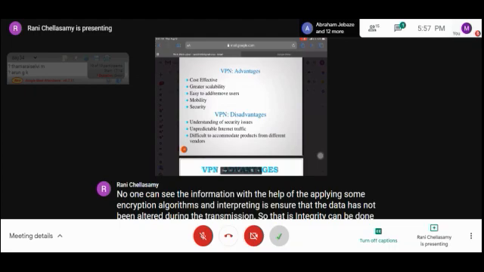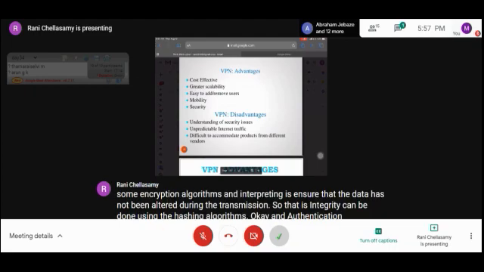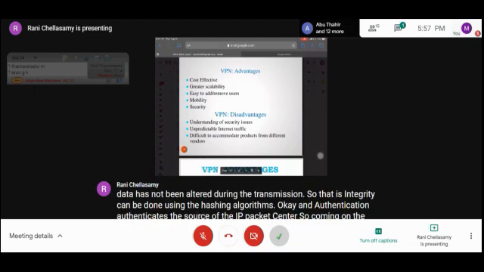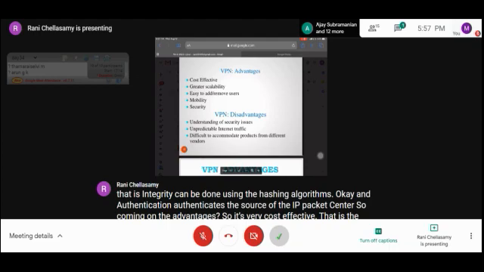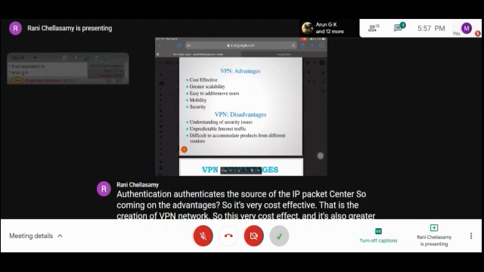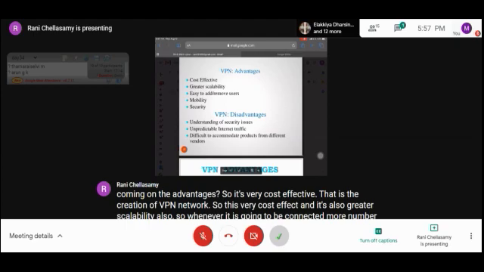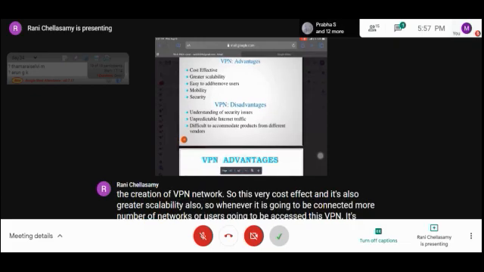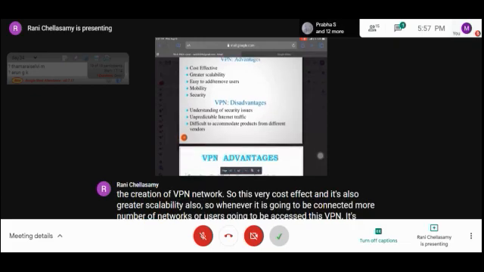So it's very cost effective. That is the creation of VPN network. It also has greater scalability. Whenever more networks or users are connected, more can access this VPN. Its scalability is encouraged, and it is easy to add or remove users. And VPN also provides mobility and security to the users.